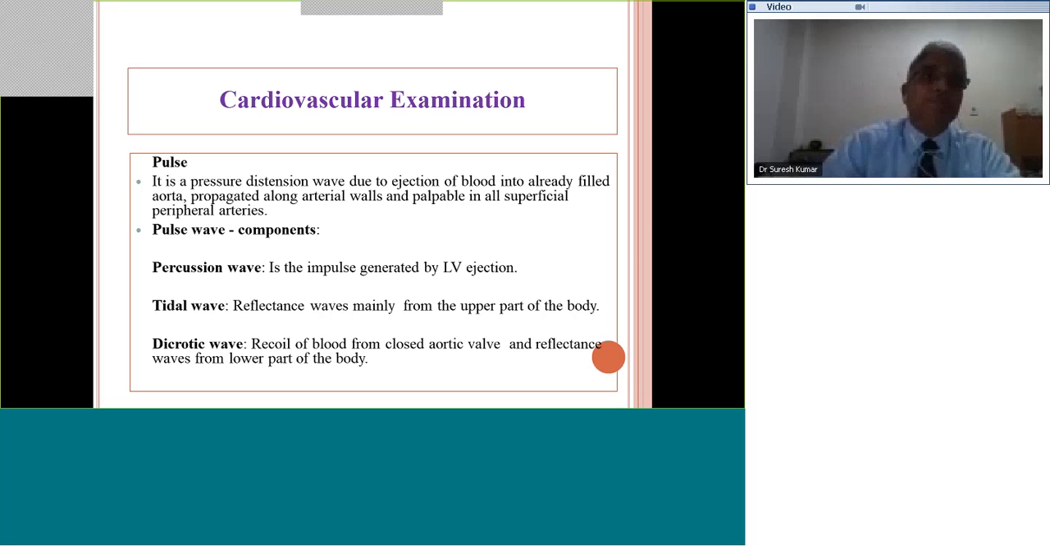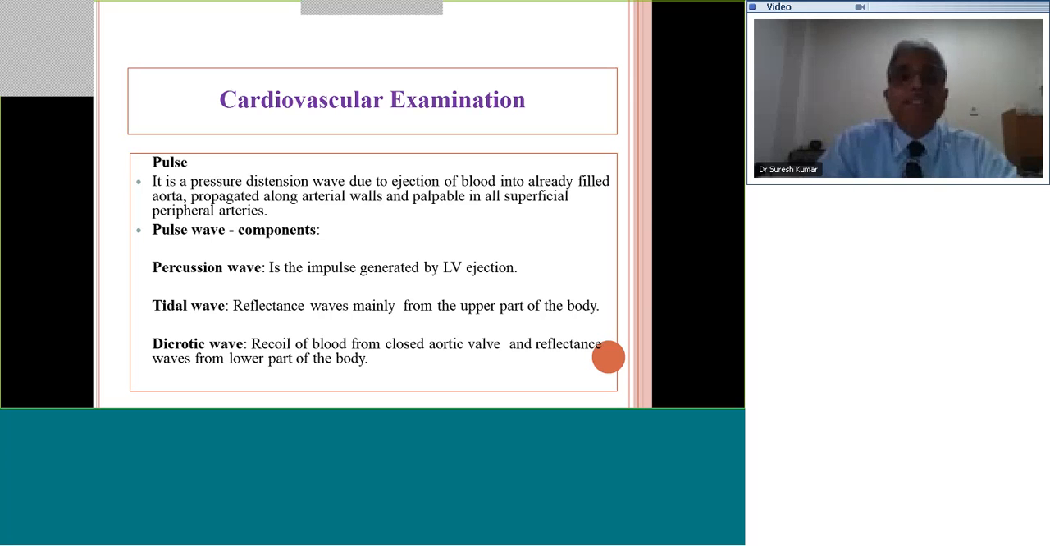What is the pulse? The pulse is a pressure distension wave due to the ejection of blood into an already filled aorta, propagated along the arterial walls and palpable in all superficial peripheral arteries. It's a very long definition, but remember it has important components. What is it? It's a pressure distension wave. Why does it occur? There is ejection of blood from the left ventricle into an already filled aorta. How is it propagated? Along the arterial walls as a pressure distension wave. Where is it felt? In all superficial peripheral arteries. So once you break it down into those components, it's easier to remember the definition.